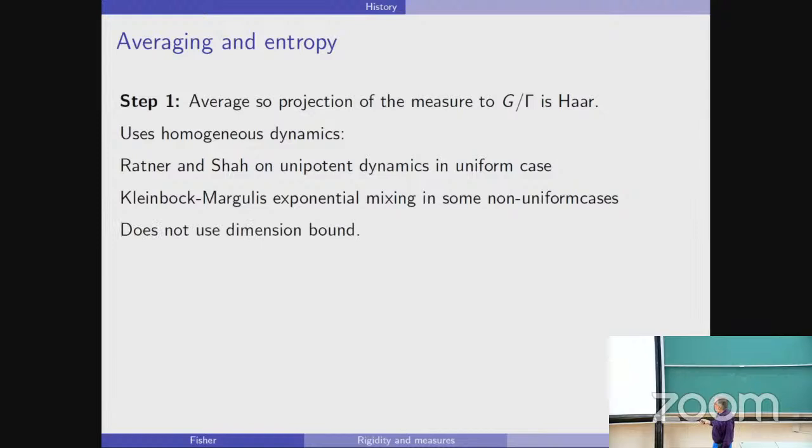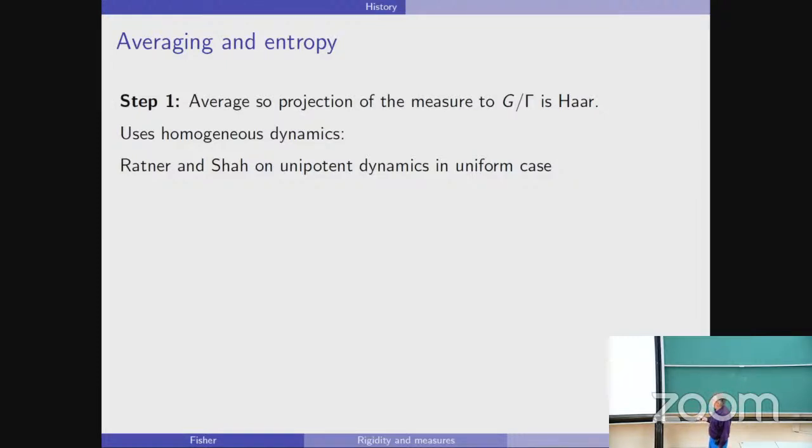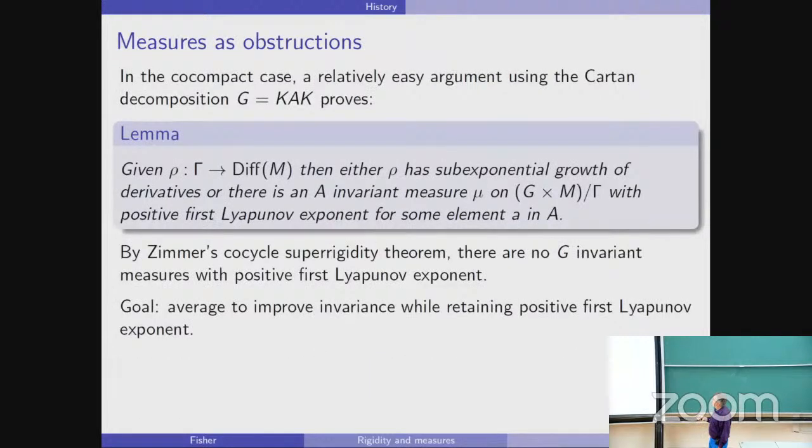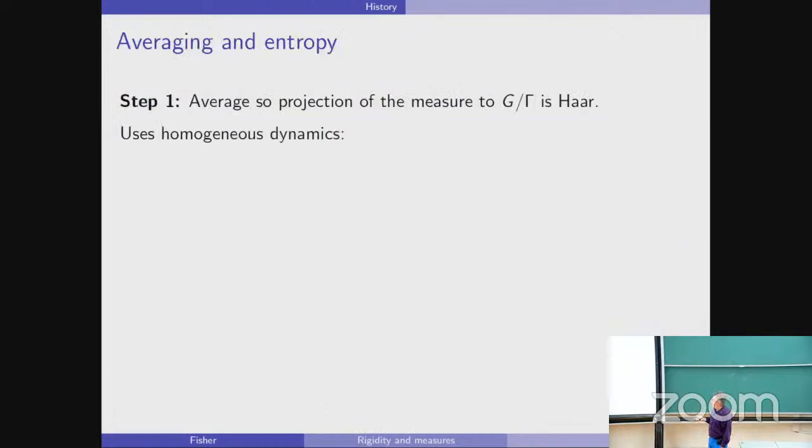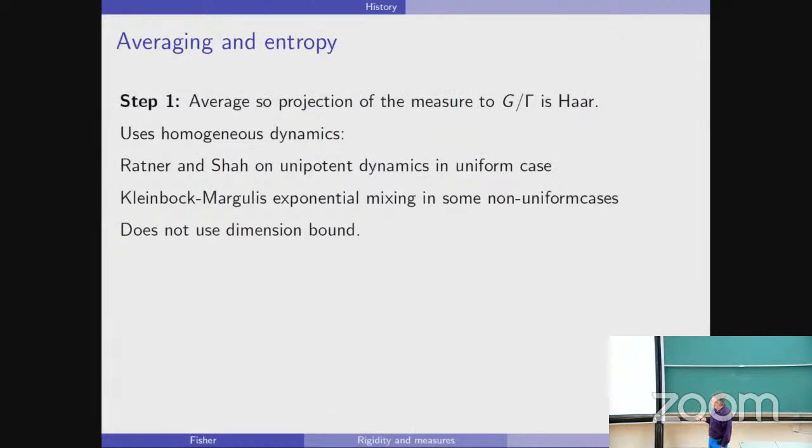And the other thing I'll say is that this step 1, and in fact, I didn't make this clear in the lemma, neither the lemma nor step 1 uses the dimension bound. I said that I'm acting on a manifold of low dimension. You can get this far without using the dimension bound. I should go back and say the other place where the dimension bound comes in is to apply Zimmer's cocycle superrigidity, you need the dimension bound. That won't give you a contradiction without the dimension bound, but otherwise building this measure doesn't use the dimension bound.